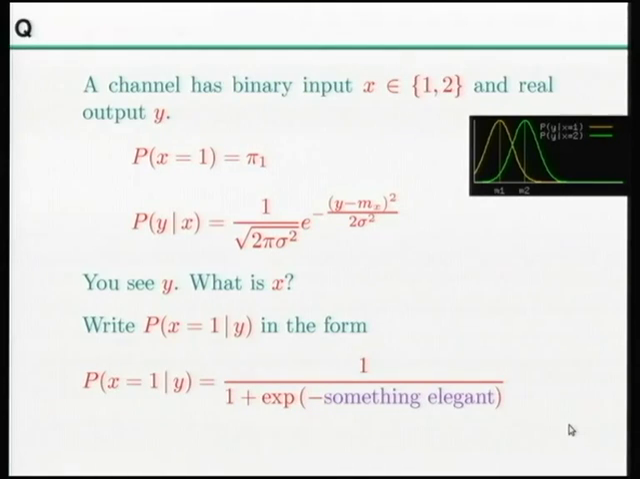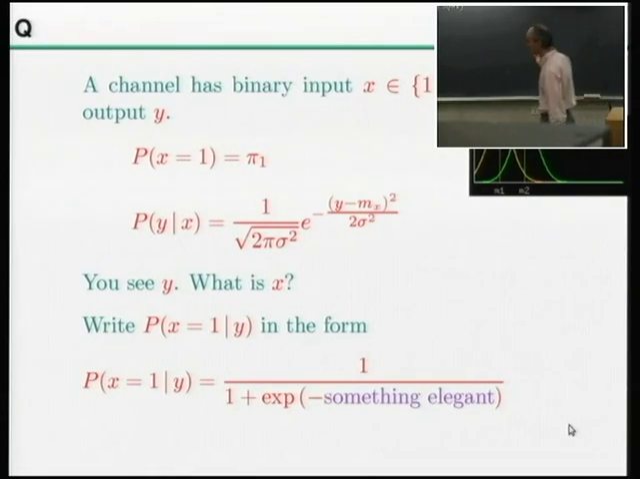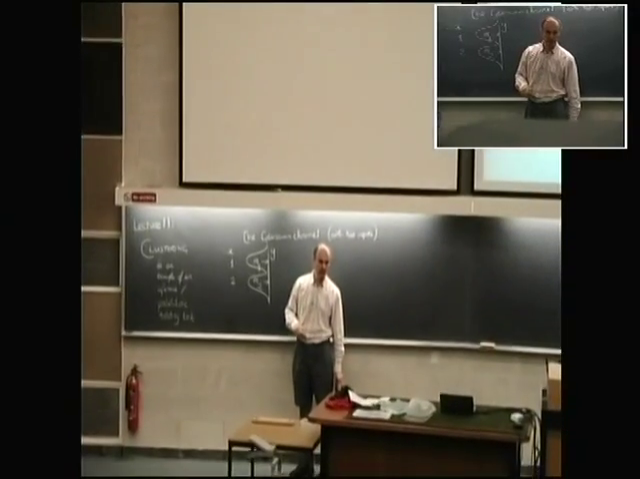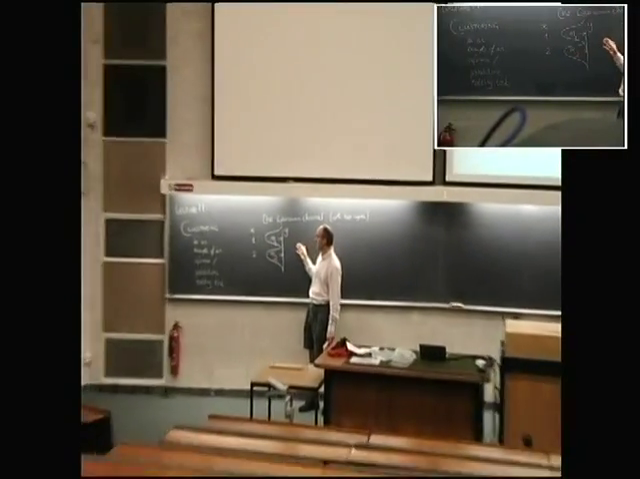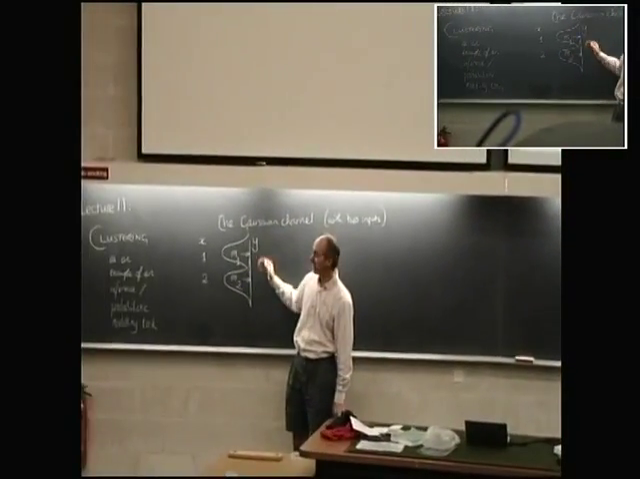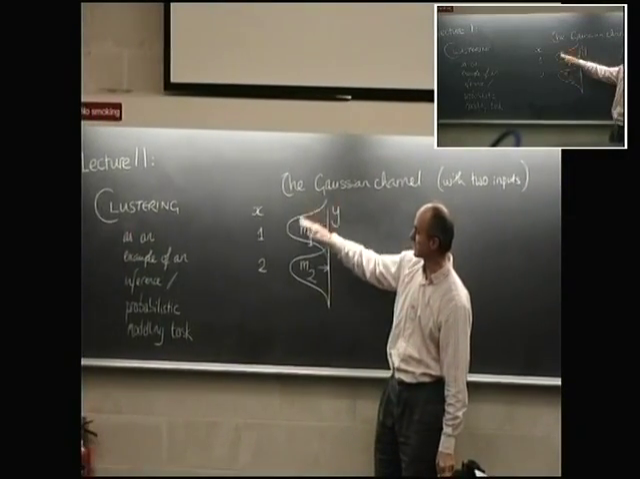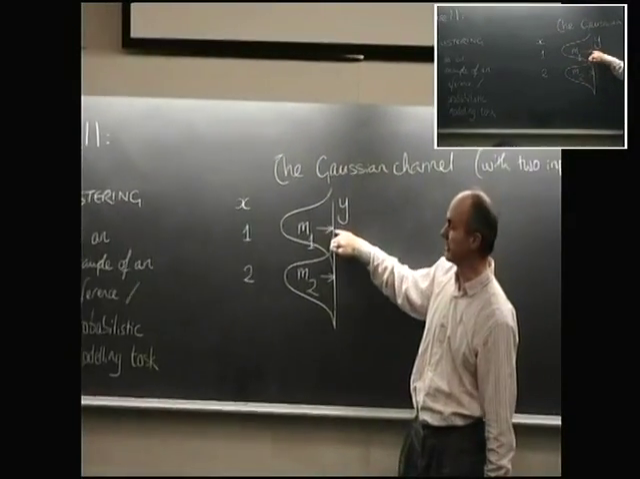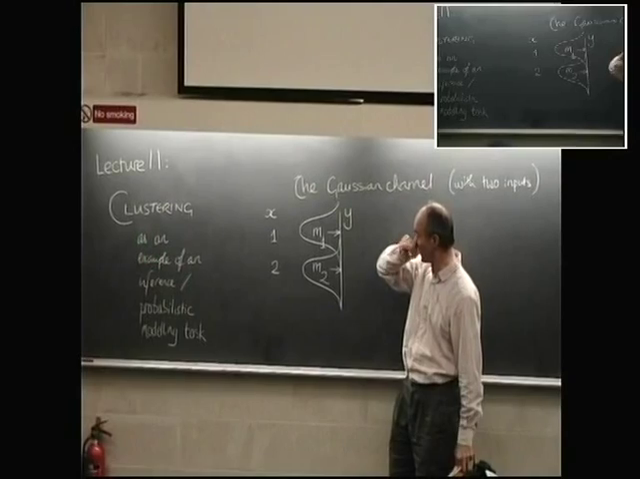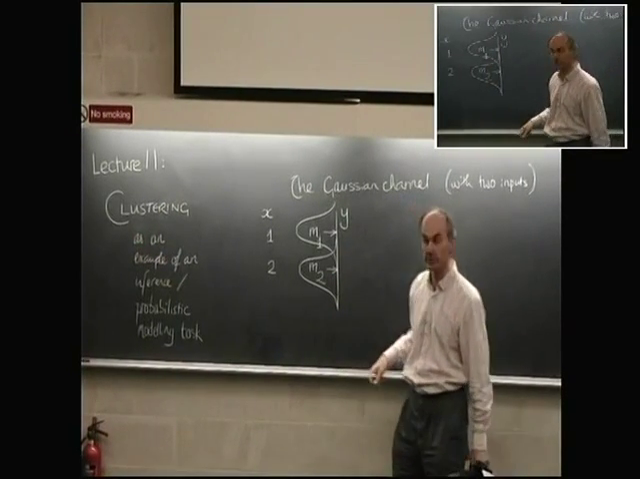So now we're about to discuss clustering, and I want to kick off with a little exercise, which is an information theory, a noisy channel question. And it goes like this. We've got a channel with an input that you could set to 1 or 2, and then what comes out of the channel is a real number, y, and the probability distribution of y is Gaussian around either mean 1 or mean 2, depending which input you put in.